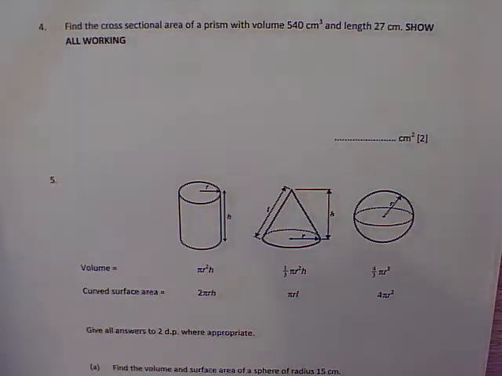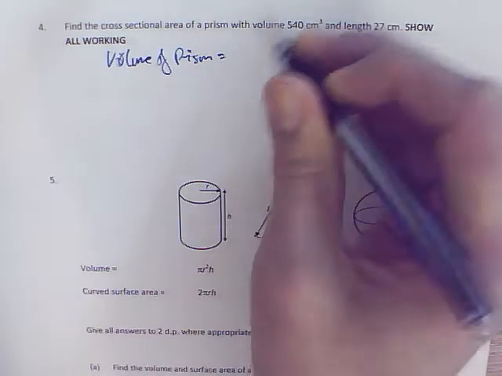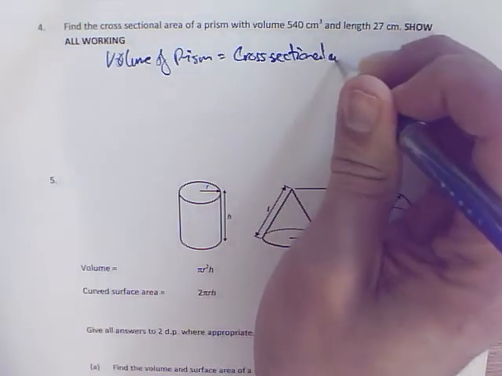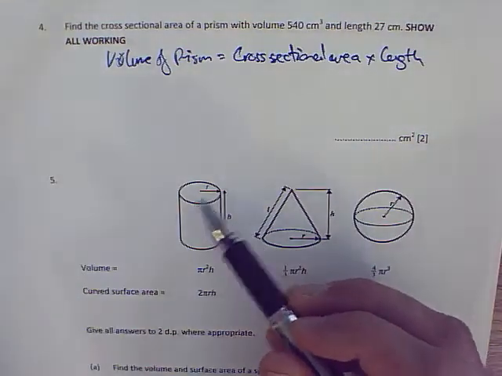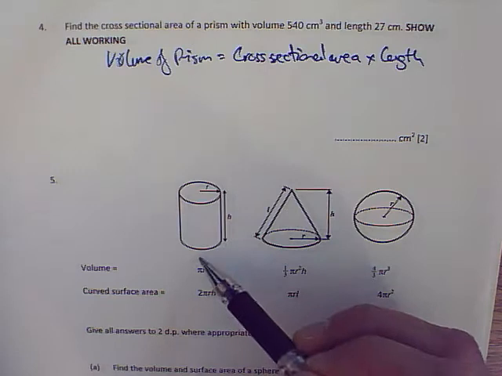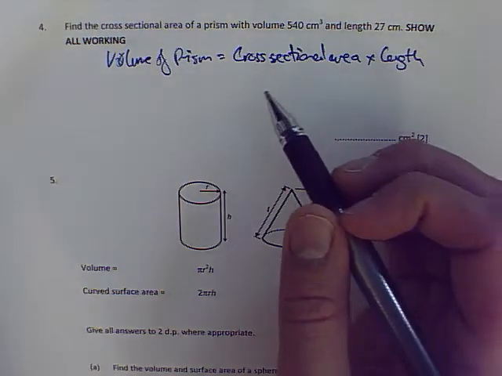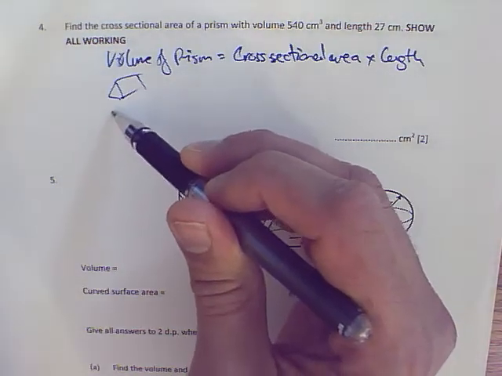Right, the cross-sectional area of a prism is equal to, well, you know that the volume of a prism is a product of the cross-sectional area times the length or the height, however you want to think about it. So, for example, with a cylinder here, it's pi r squared times the height. Now, it doesn't matter what shape the prism is, whether it's a triangular prism, or a cylinder, or a loaf of bread.